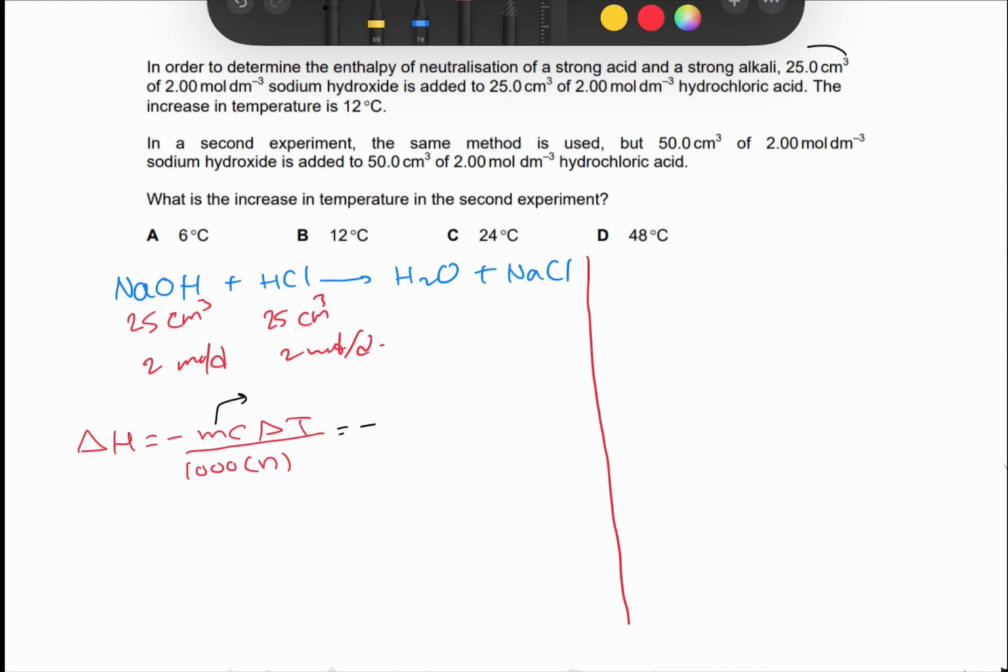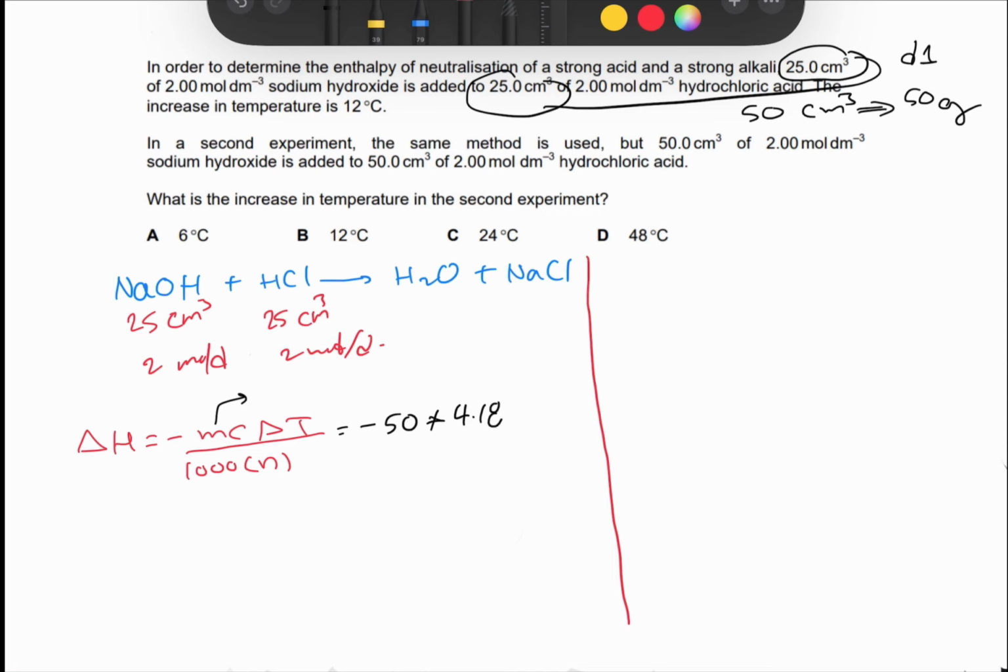Since we're dealing with 25 cubic centimeters of acid and 25 cubic centimeters of base, you have to add them together to have 50 cubic centimeters, which is actually a unit of volume. That's why we assume the density is equal to 1, and thus the mass is 50 grams at this point. So we have to say 50 times c, where c represents the specific heat capacity, which is 4.18, and then we multiply it by the temperature rise, which is 12.